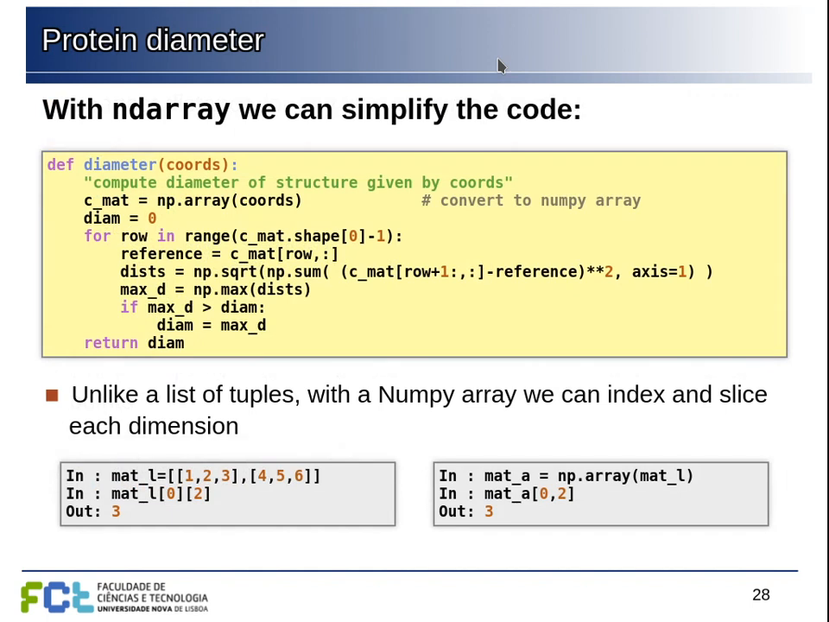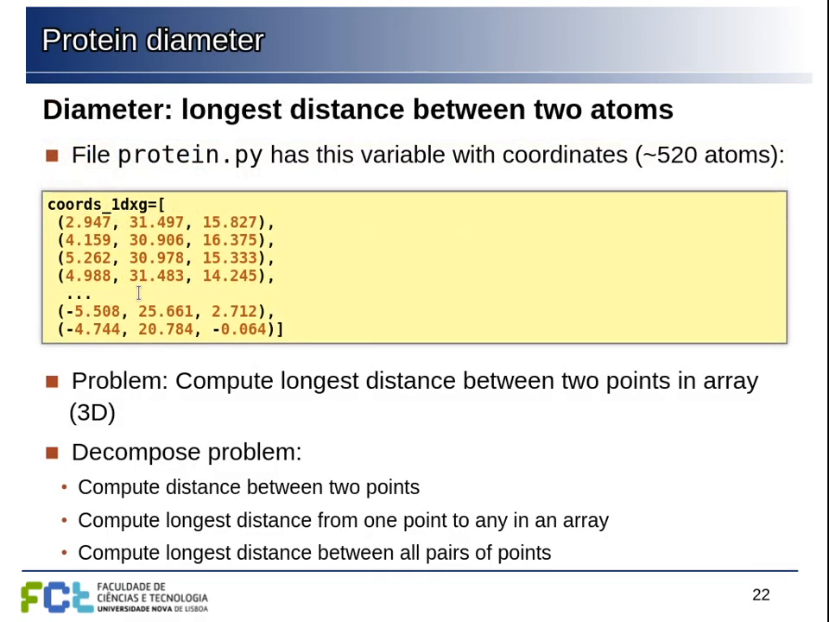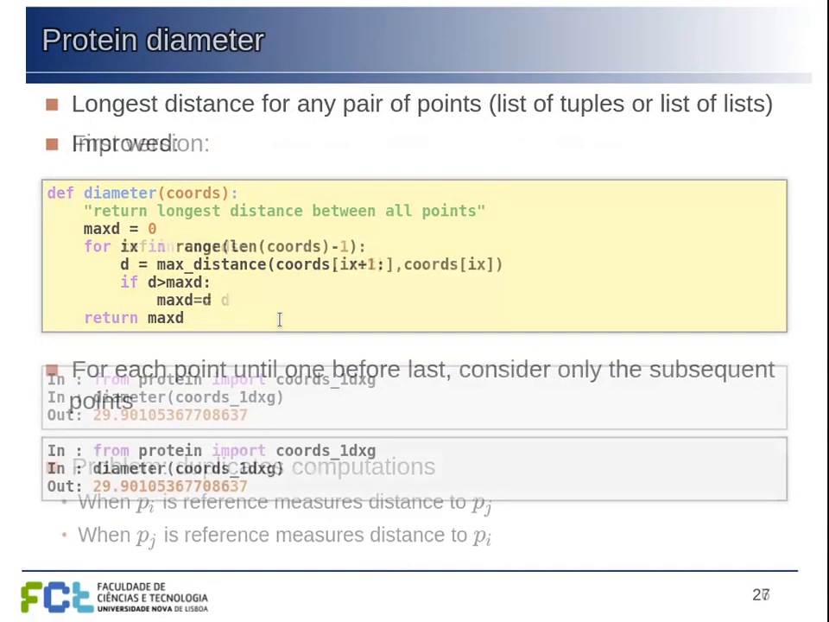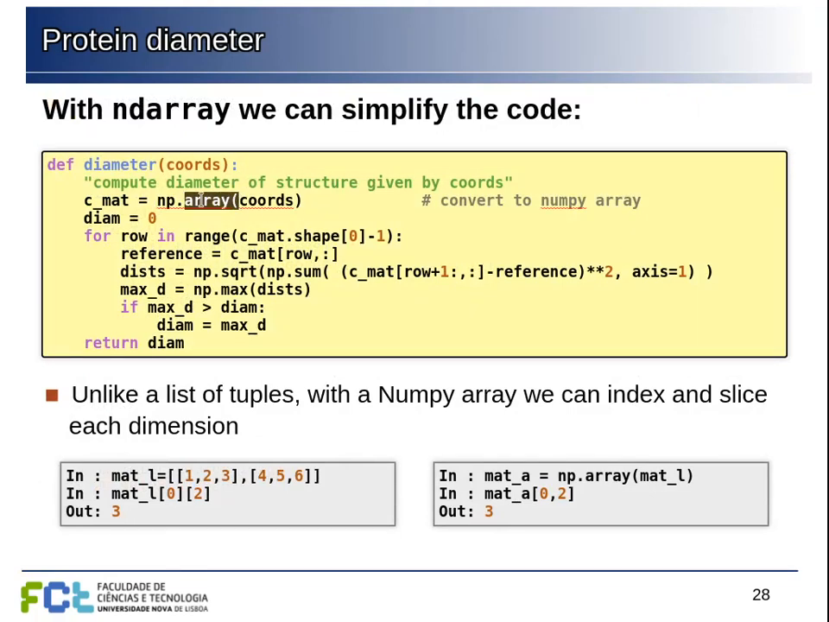If we use the Numpy array, we can have a greatly simplified code. So we have this diameter function that receives the coordinates, and we create a matrix from these coordinates. So remember that the coordinates are a list of tuples, but when we use this in the Numpy array function, we now get this array object that has these additional properties that we can use, for example, indexing the rows and the columns. If we create a matrix like this with lists of lists or lists of tuples, then we can only index in this way. First we specify the row, then we specify the column.